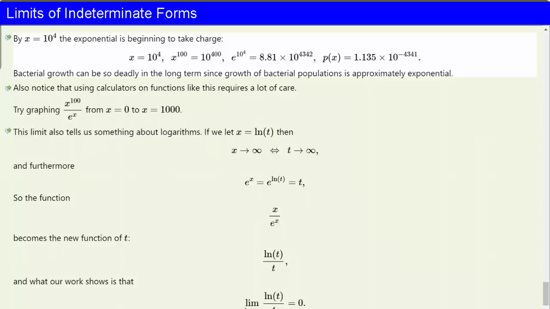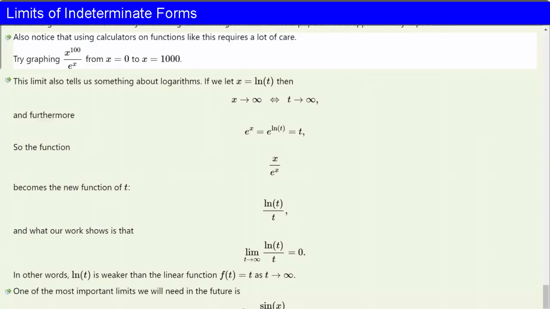This example, to show that the limit of x to the k over e to the x is 0, was very long and involved, and in fact we only gave a complete proof for the sequential version. Don't be discouraged if you find it hard to assimilate on the first try. It took some very brilliant mathematicians several decades to figure out what was going on. If you can get the general idea at this stage, that's fine. Also, you should notice that using calculators on functions like this requires a lot of care. Just try graphing x to the 100th over e to the x from x equals 0 to x equals 1000.